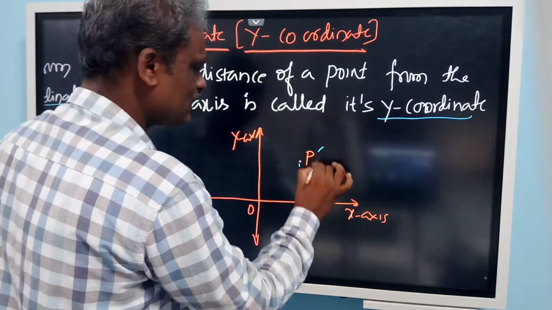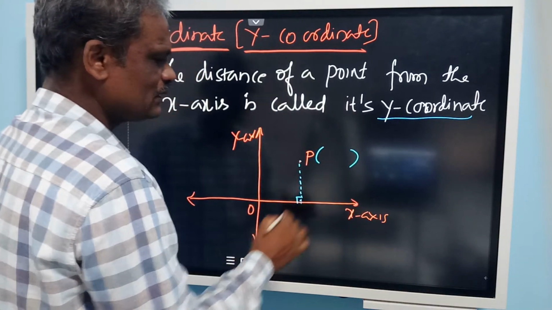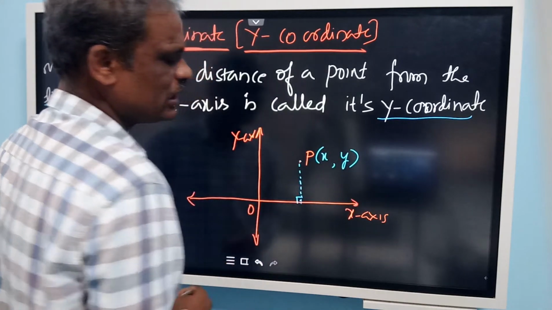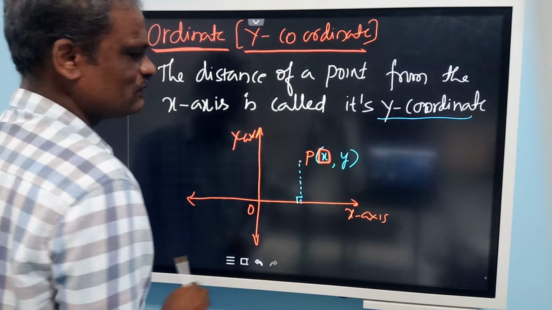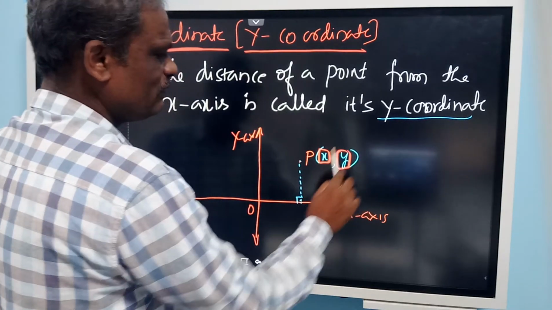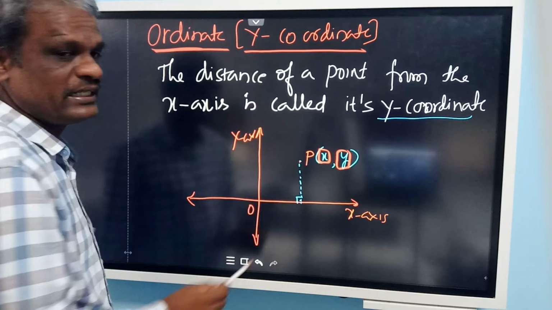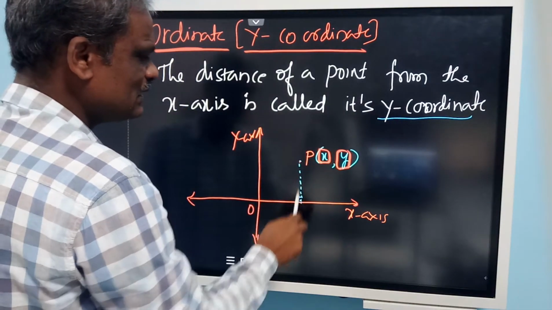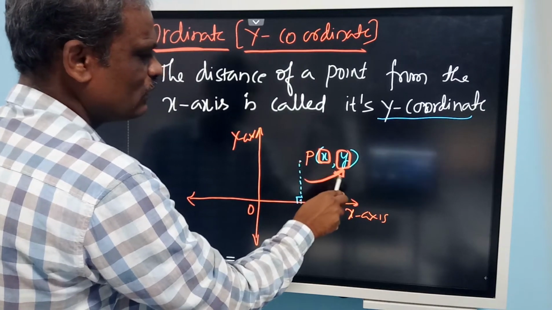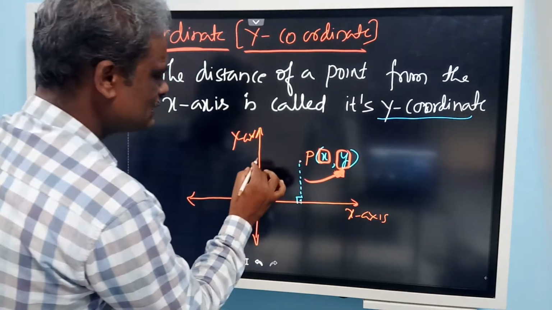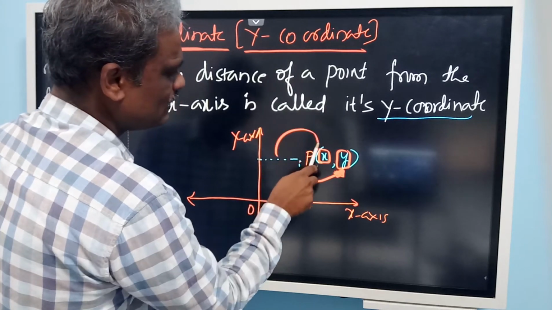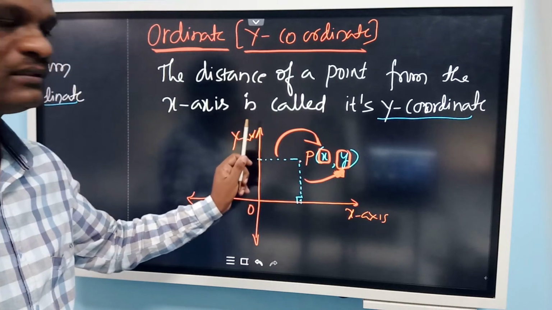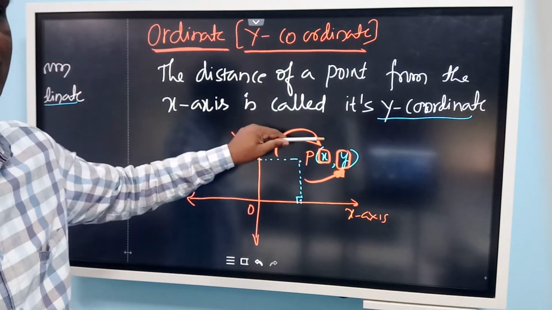So this distance we also write in the form of ordered pair between the brackets. The first one we represent by the x coordinate, the second one by y coordinate. The first one always represents the x value, second one always represents the y value. What is this x? X coordinate. Second one y means y coordinate. Now this distance is represented by y coordinate, and this distance is represented by x coordinate. So x coordinate is the distance from y-axis. Y coordinate is the distance from x-axis.